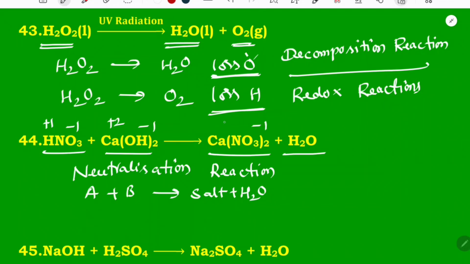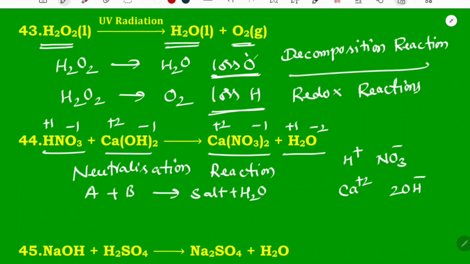Here -1 + 2, -2 + 1. So one thing you remember: H+, NO3-, and Ca2+, 2OH-. Then you can check H+ and 2OH-.